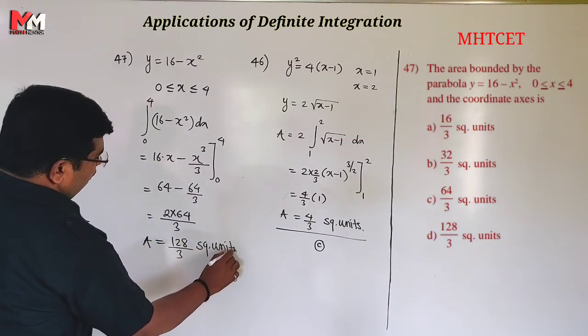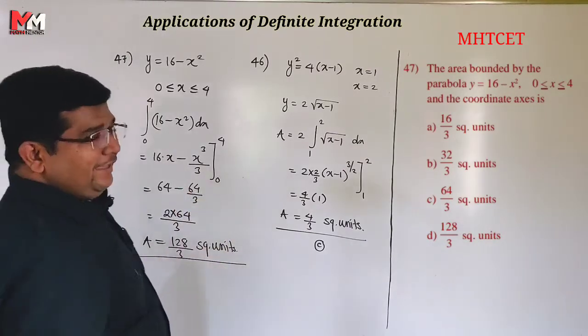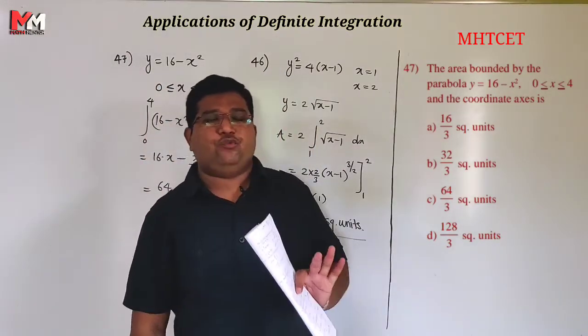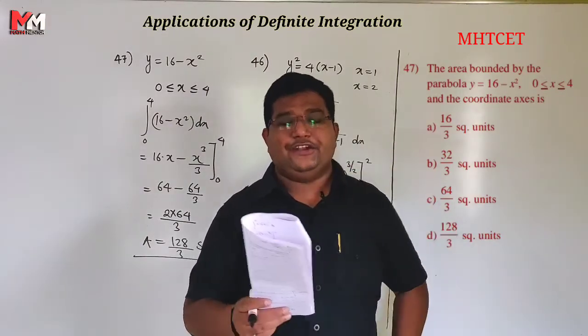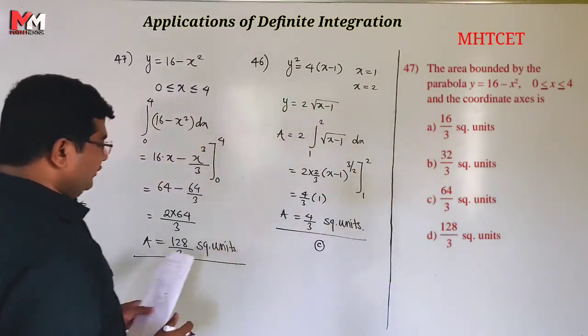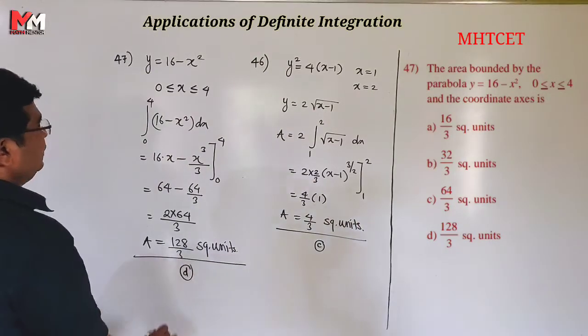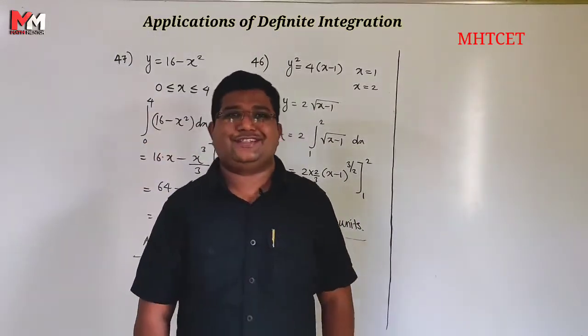This is the area in square units. So these examples are the same type, where we have to find the area. So what is the answer of 47? It is D. So 46 is C and this is D. This is the completion of the first two MCQs. Let's start the next.